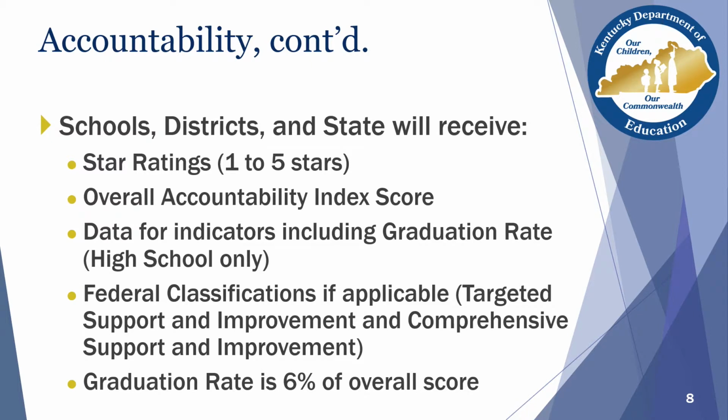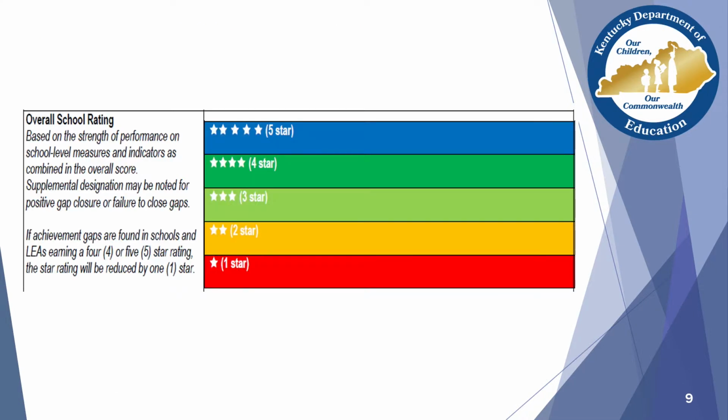As we continue to talk about accountability on this slide, the star ratings are a little bit new for everyone, that we're all learning. For the star ratings, the overall accountability index score, graduation rate is 6% of the overall score. And again, data for indicators that include graduation rate, that's for high school only. And then we just have a little graphic here showing you that star rating that I'm sure you've seen in other places and at other times.